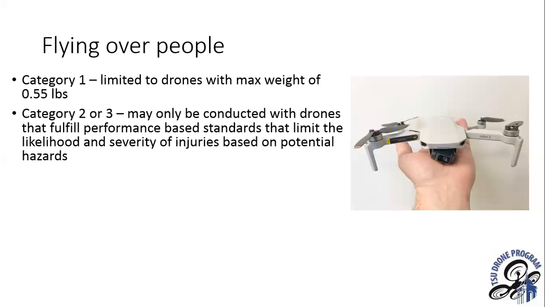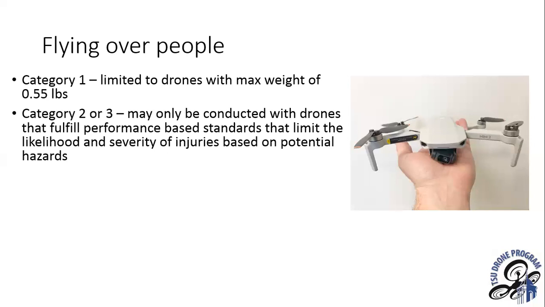Now, Category 2 or 3 drones are going to be larger drones. The specific definition for a Category 2 drone is that it will not cause injury to a human being that is equivalent to or greater than 11 foot-pounds of kinetic energy. For Category 3, it's essentially the same thing except it's a larger drone. Category 3 will not cause injury to a human being that is equivalent to or greater than 25 foot-pounds of kinetic energy. Those are the differences between Categories 2 and 3.